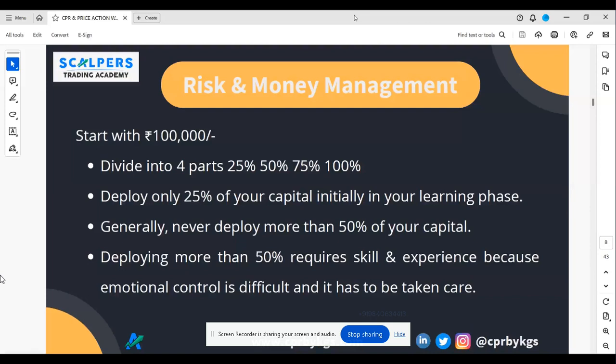So what you can do is, per month, you should not lose more than 10,000. You should not lose more than 10,000. So in 1 year, you should not lose more than 1,20,000. Clear? So per week, you should not lose more than 2,500. This is the risk management practice which I will advise anyone.